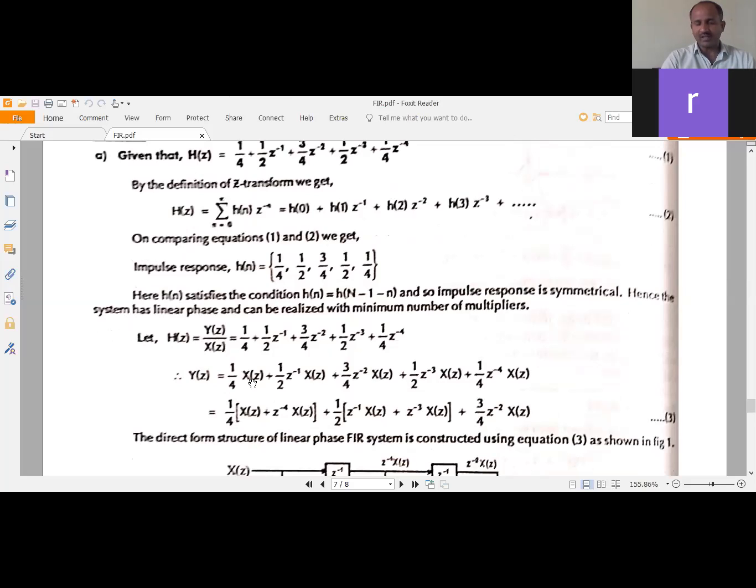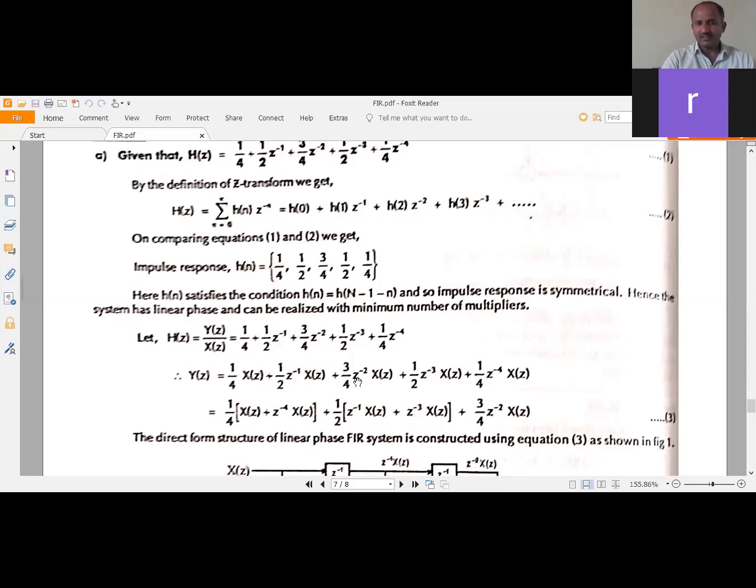Similarly, by taking 1 by 2 common, we can reduce two multipliers here. While taking this 1 by 4 out, only one multiplier is enough instead of two. So take 1 by 4 out, then x of z plus z power minus 4 into x of z. We can write like this, considering the first element and last element in this equation. And similarly, we can take 1 by 2 out: 1 by 2, z power minus 1 into x of z, and z power minus 3 into x of z.